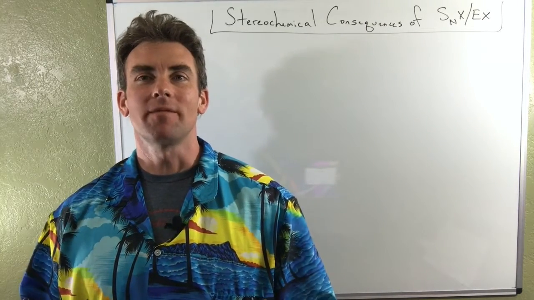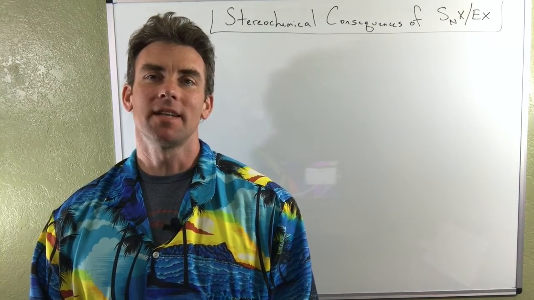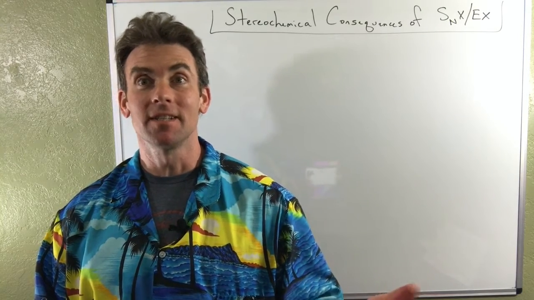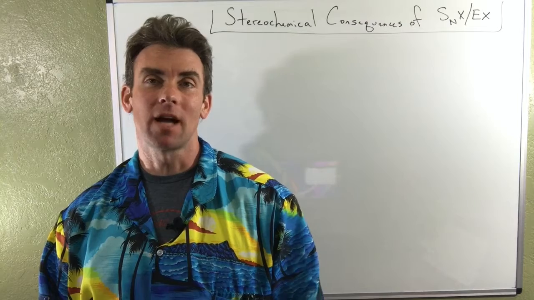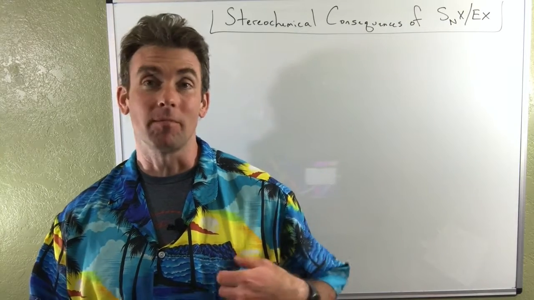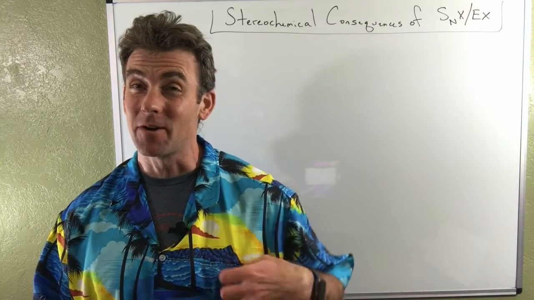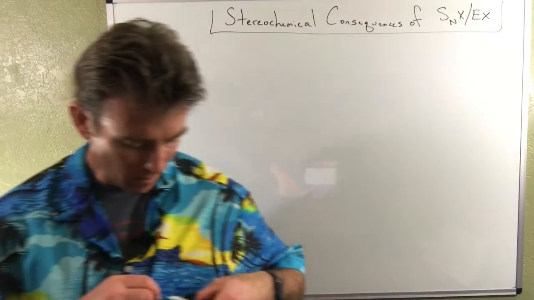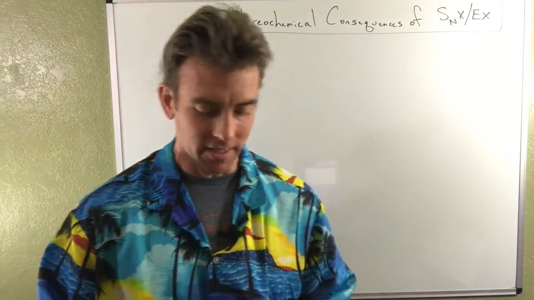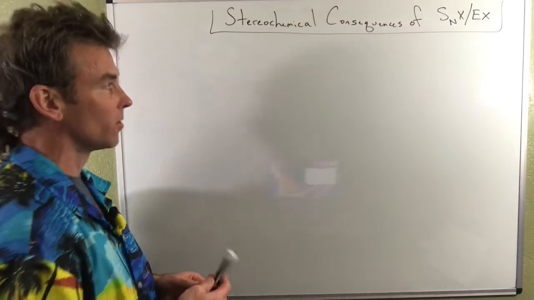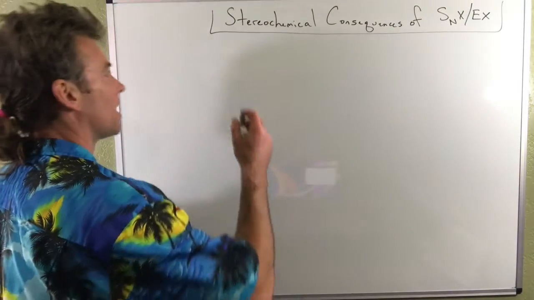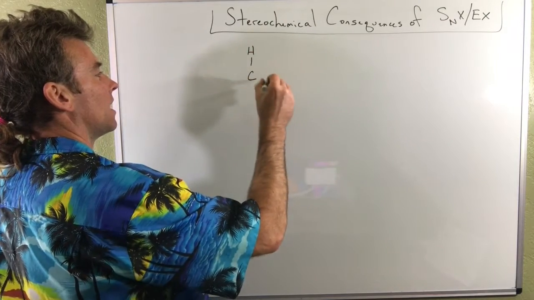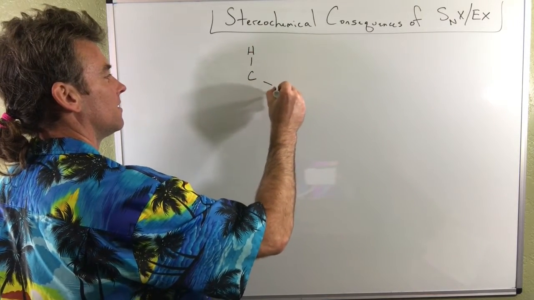One of the last things we have to talk about regarding SN1, SN2, E1, E2 reactions, substitutions and eliminations, are the stereochemical consequences. So the first thing we should probably do is just review what stereochemistry is, and it's this idea of being handed. And the most common way that we're going to see this is with a carbon bonded to 4 different things. So let's just pick out a random looking alkyl halide.